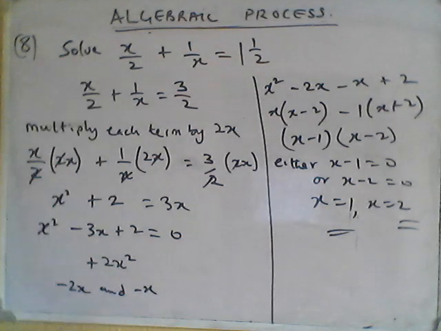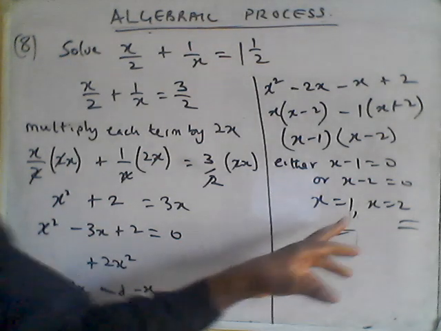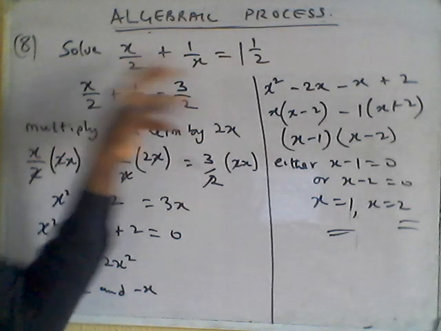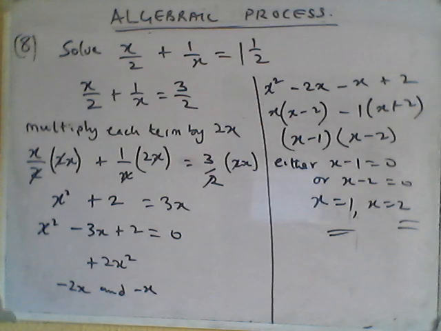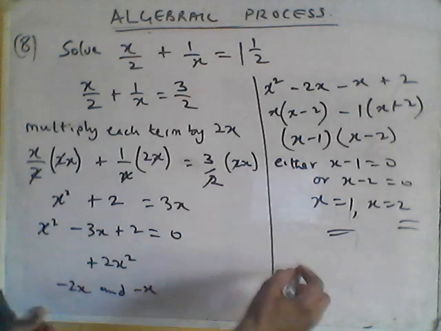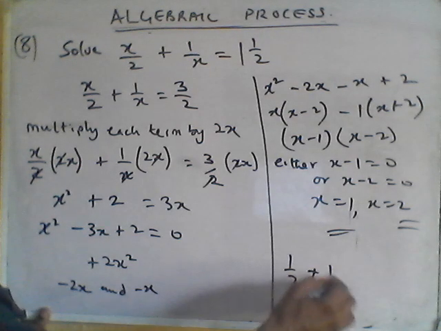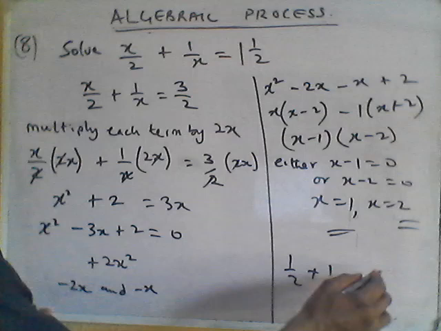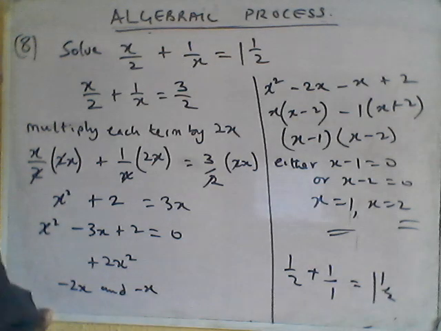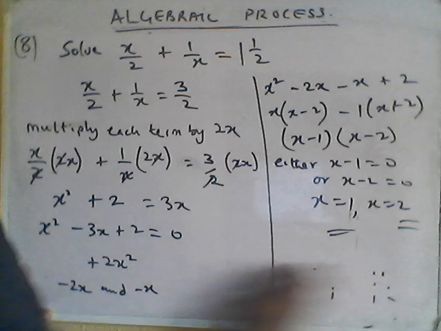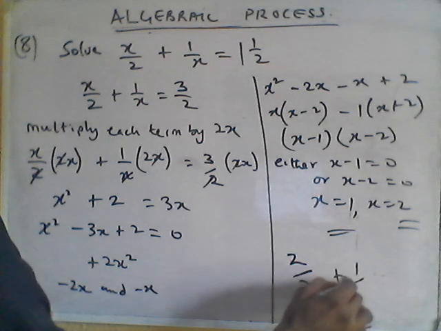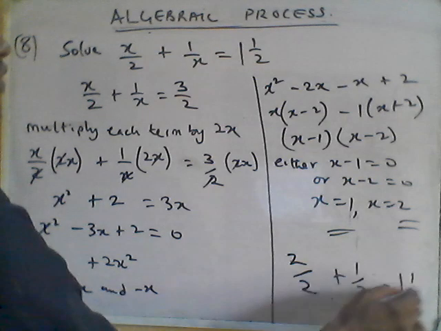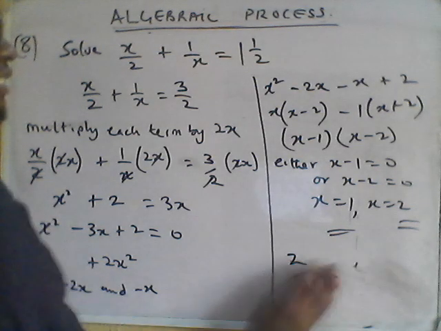So these are the two solutions to the equation. Either I put x as 1 here, and this will be true, or I put x as 2 here to be true. We can check that out. If I put x as 1 there, 1 over 2 plus 1 over 1 will give me 3 over 2, which is true. Or if I put 2 over 2 plus 1 over 2, it will still give me 3 over 2, which is true. So that's how you check in the exam.